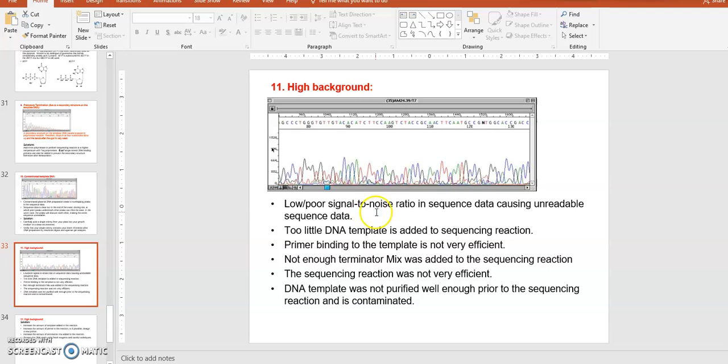Low or poor signal, or too much noise in the background. That's caused by too little DNA template being added, because the primers don't know what to do. They just randomly bind and randomly create products. That's the reason. The primer binding to the template is not efficient, so there may be random priming happening. Also, not enough terminator mix was added, so the dideoxynucleotide is not enough and it's not terminating on the right side. That could be the issue. Or the DNA template was not purified. It's dirty. All these possibilities will cause these high background problems.